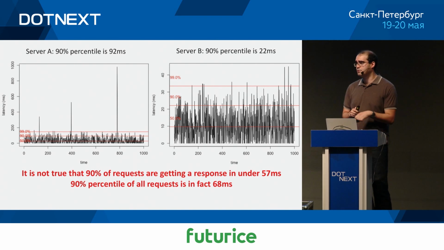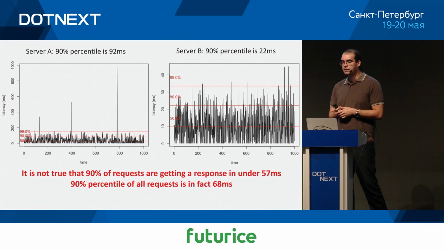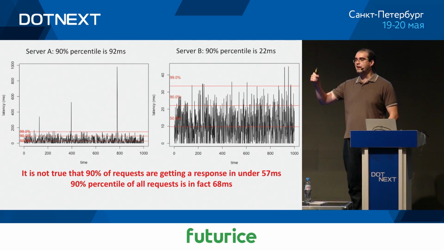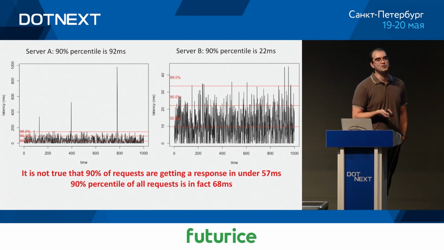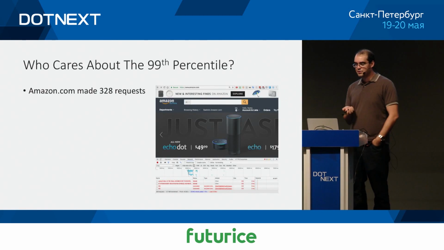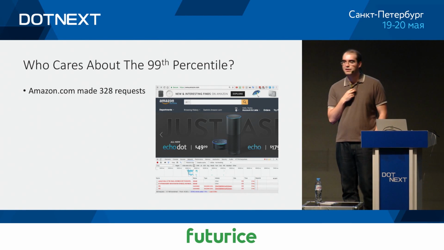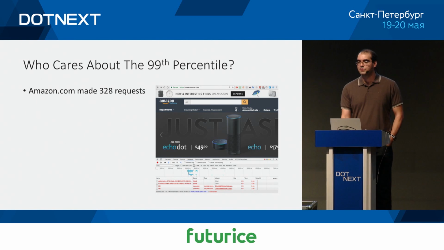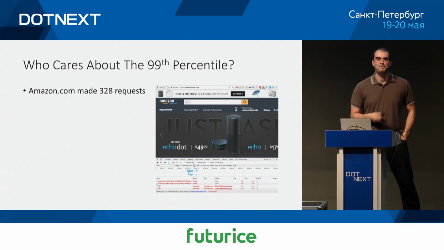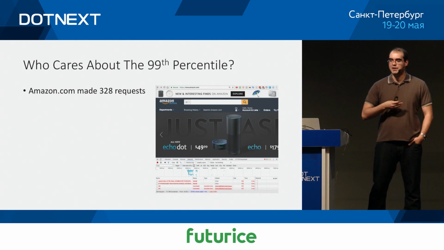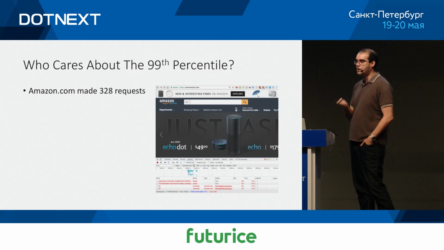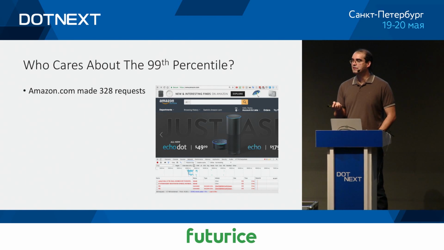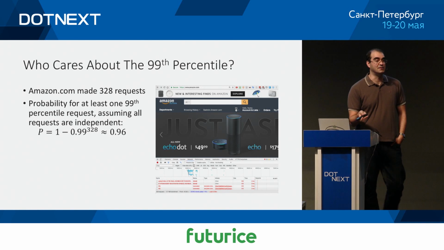And one final thing about percentiles, you may ask, who cares about the 99th percentile or the 99.99th percentile? None of my users are even seeing this. So here's the Amazon.com page, advertising Echo Dot or whatever, and that page made 328 requests. Now, assuming all the requests are independent, what is the probability that at least one of them was in the 99th percentile? And the answer is 96%.